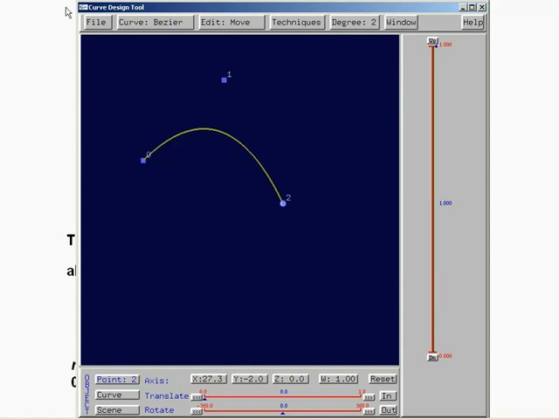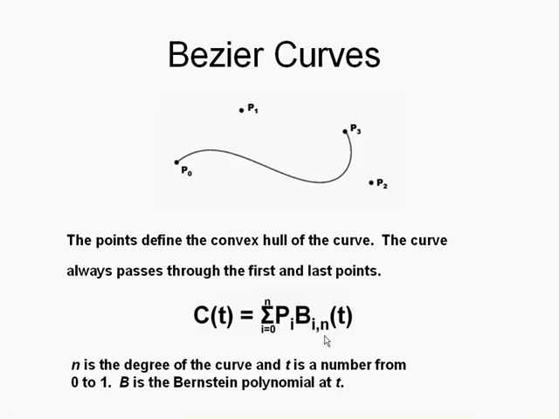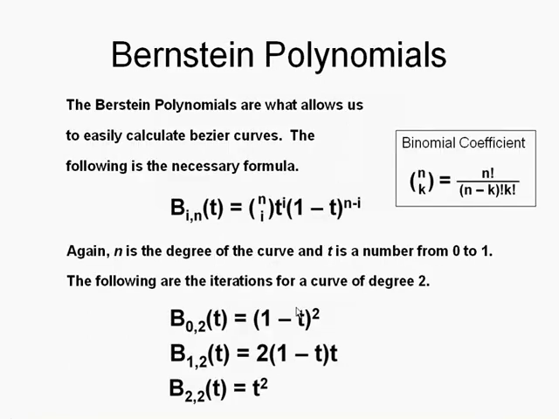Well, I said we have the Bernstein polynomials, and I have this crazy function here. So what are the Bernstein polynomials? Well, let me switch over to here. The Bernstein polynomials, as I said, are what allows us to calculate this Bezier curve. And this equals the binomial coefficient multiplied by t to the i power multiplied by 1 minus t to the power of n minus i. And the binomial coefficient, for those unaware, is n choose k. This is equal to n factorial over n minus k factorial times k factorial.